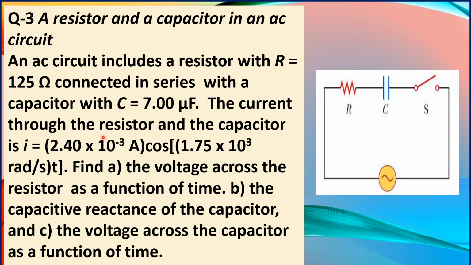The current through the resistor and the capacitor, which is labeled as small letter i and expressed as a function of time, equal to 2.40 times 10 to the negative 3 ampere times the cosine of 1.75 times 10 to the third radian per second multiplied by the time t.